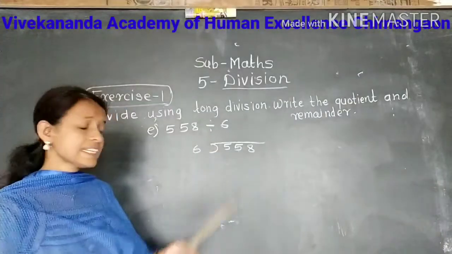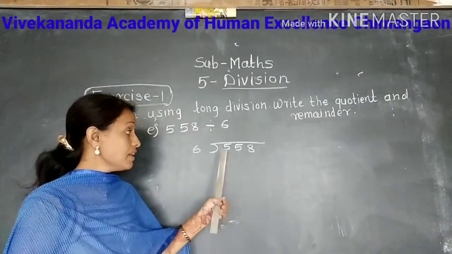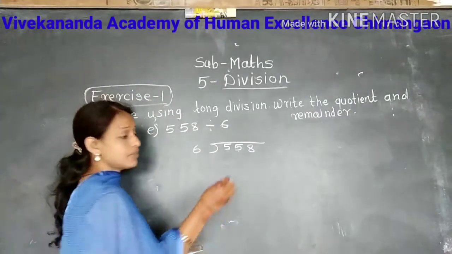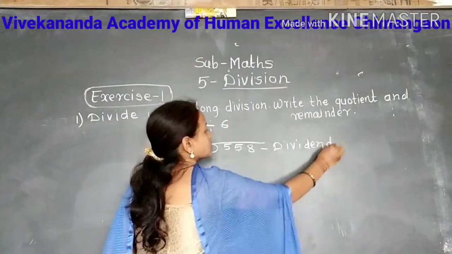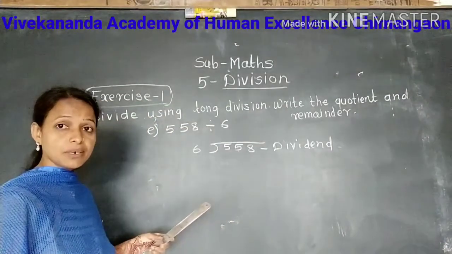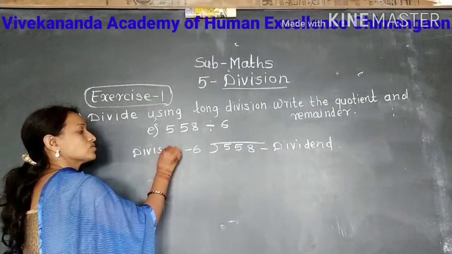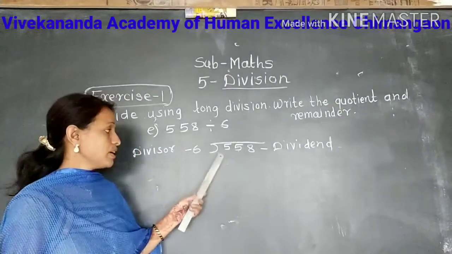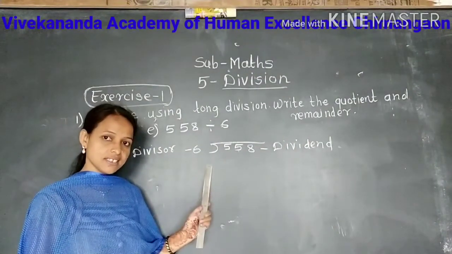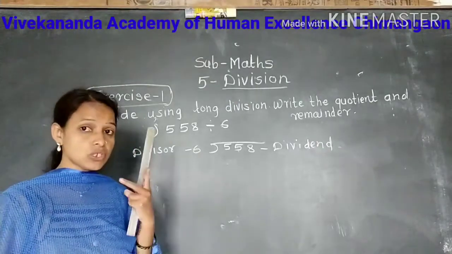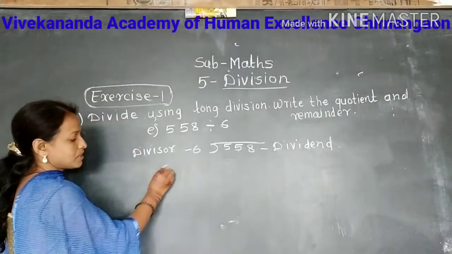Okay. Next example is 558 divided by 6. In this example 558 is the dividend, and the number by which we are going to divide is 6. So 6 is the divisor. Now we have to choose the leftmost digit. The leftmost digit is 5, and 5 is less than 6. So we have to choose the leftmost two digits, 55. First we write the 6 table.